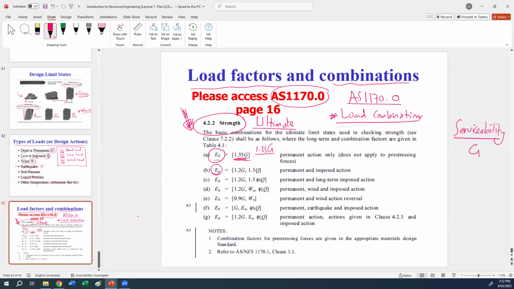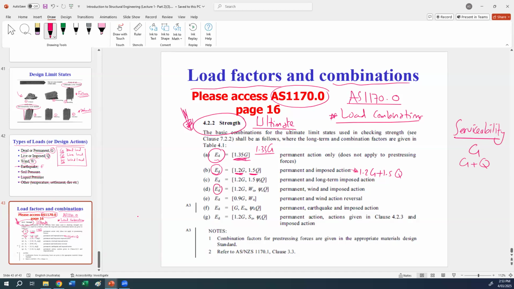The second combination is 1.2 G plus 1.5 Q. So the standard will give us the factor to use. For ultimate, it is 1.2 G plus 1.5 Q. For serviceability, it will be G plus Q. This is the difference between the two methods. For ultimate, we increase the load. For serviceability, we use the load as it is.